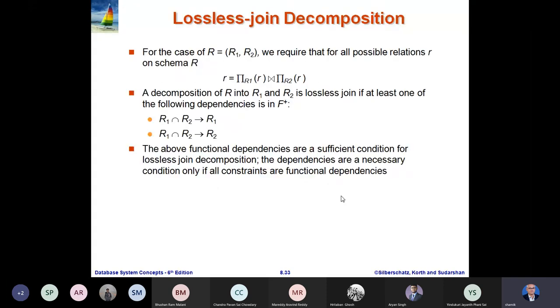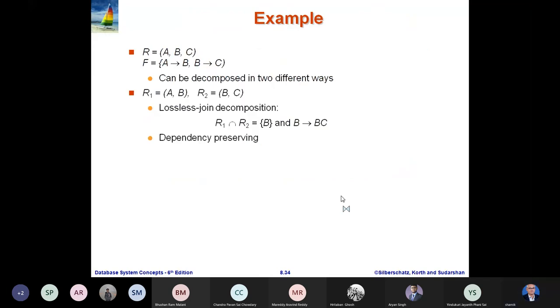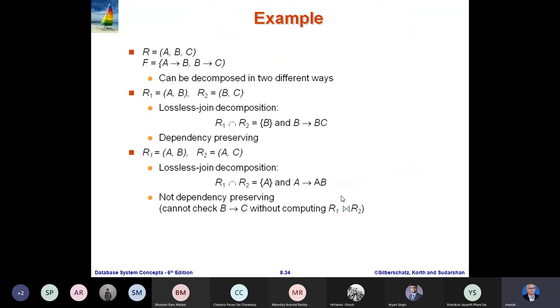R1 intersection R2 should functionally determine either R1 or R2. So we see that B to BC, that is a lossless join decomposition. Also, it is dependency preserving, because we have A to B and B to C. You can check A to B in AB, and B to C you can check in BC.